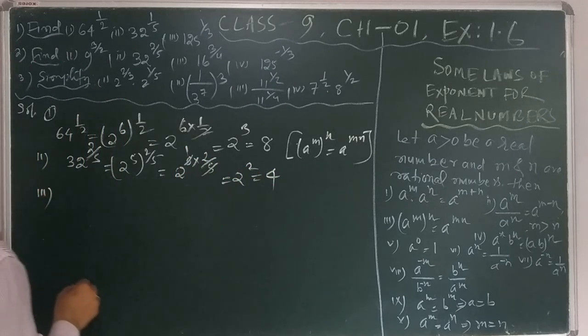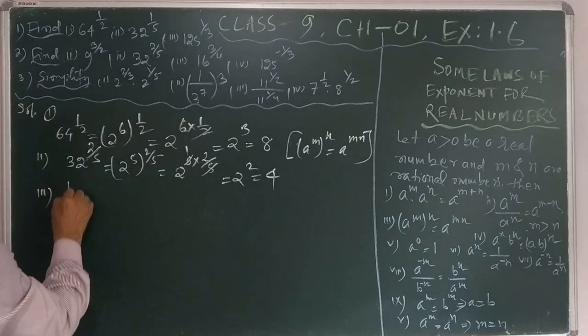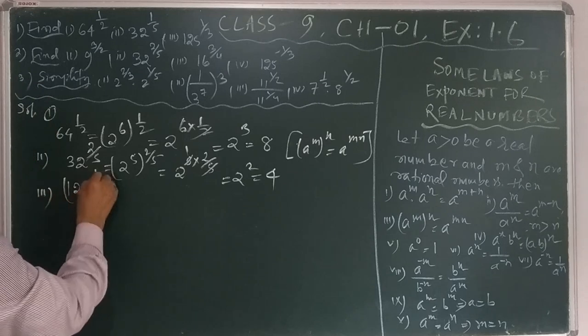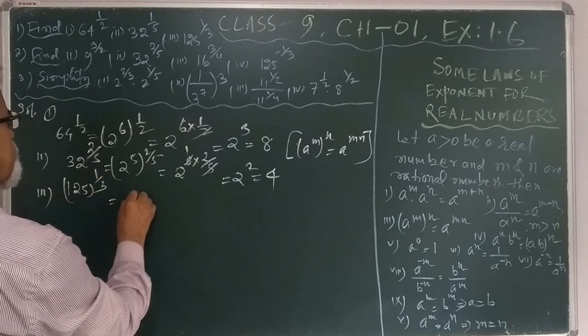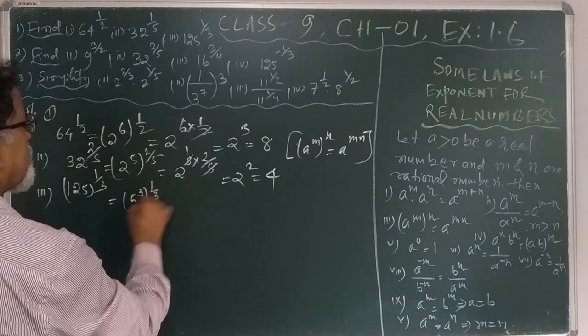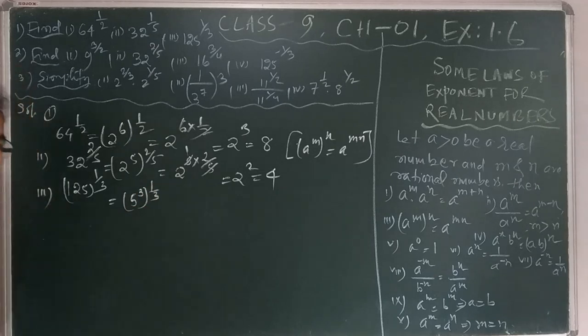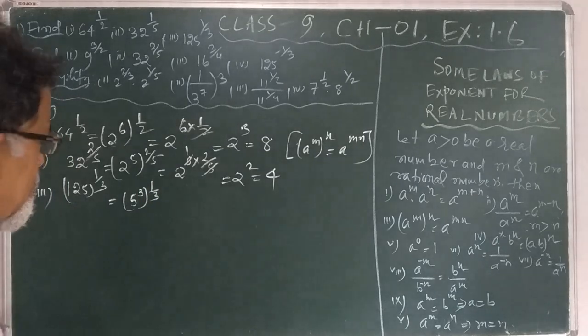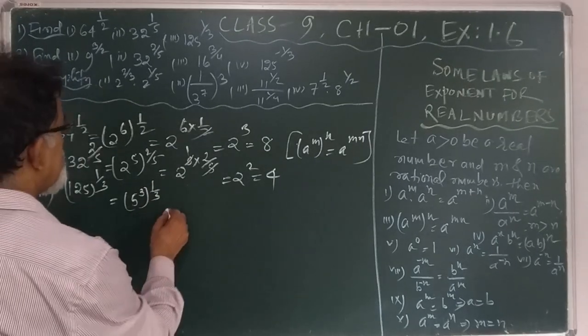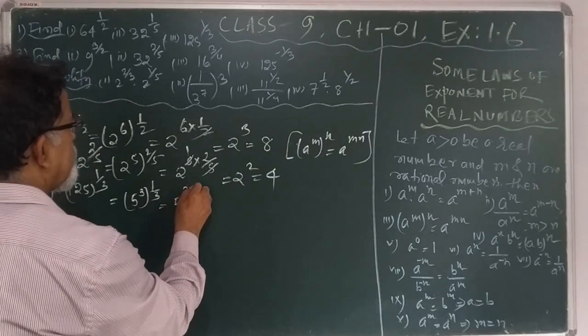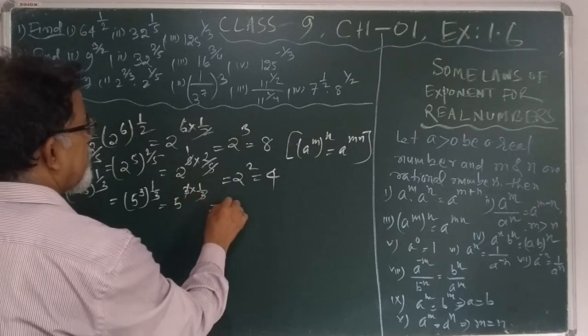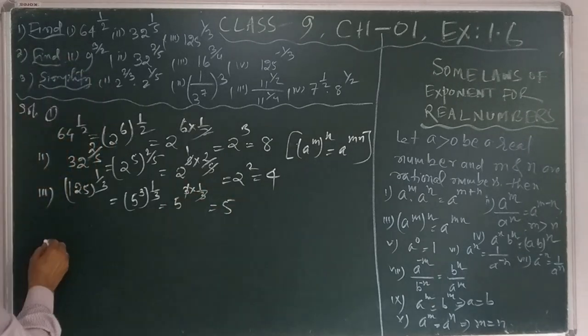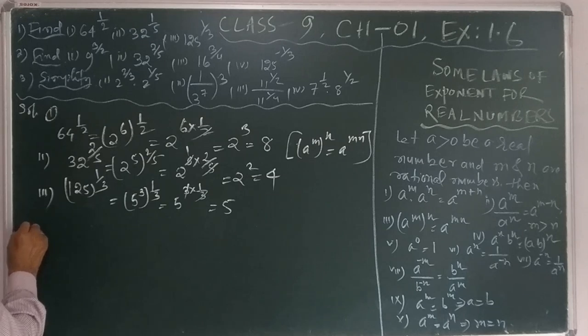Number 3, 125 whole to the power 1 by 3. 5 to the power 3 whole to the power 1 by 3, because 125 can be expressed as 5 to the power 3 in exponential form. 5 to the power 3 into 1 by 3, 3 cancels. This is 5. Now question number 2.